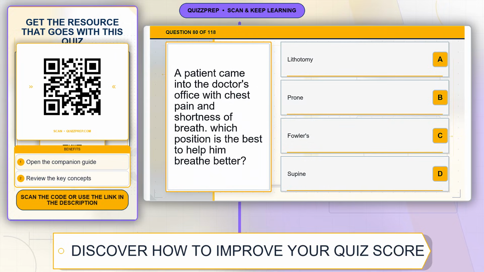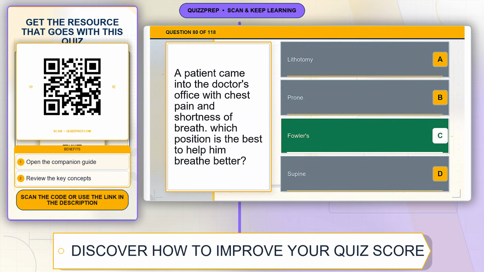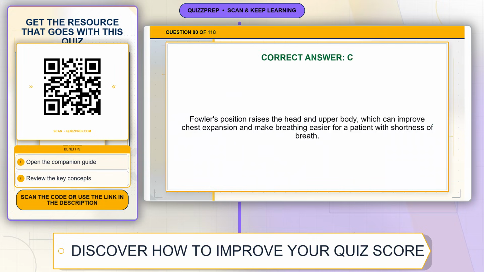Question 80. A patient came into the doctor's office with chest pain and shortness of breath. Which position is the best to help him breathe better? Option A, lithotomy. Option B, prone. Option C, Fowler's. Option D, supine. The correct answer is option C, Fowler's. Explanation. Fowler's position raises the head and upper body, which can improve chest expansion and make breathing easier for a patient with shortness of breath.